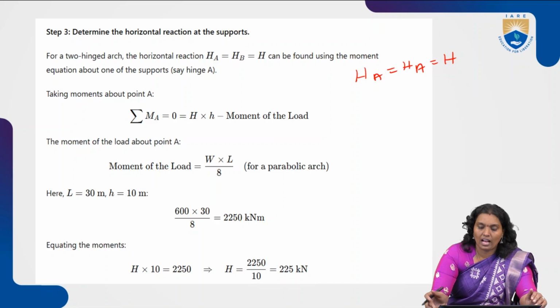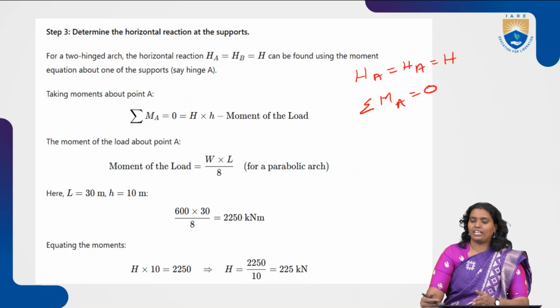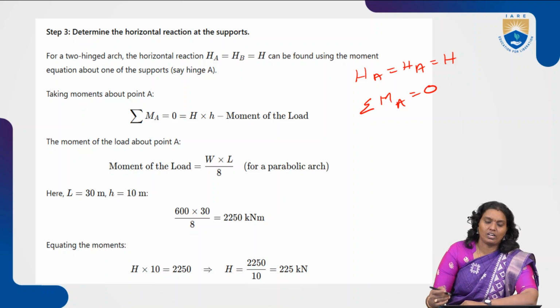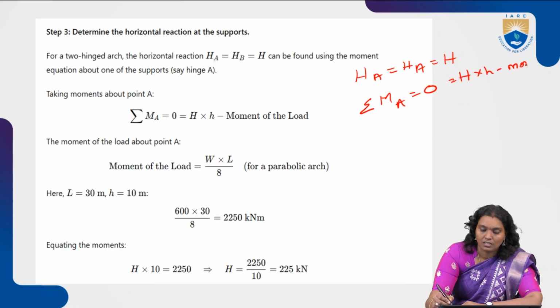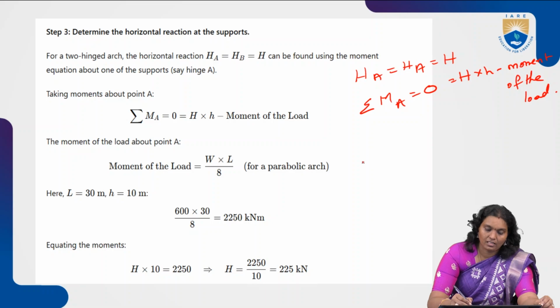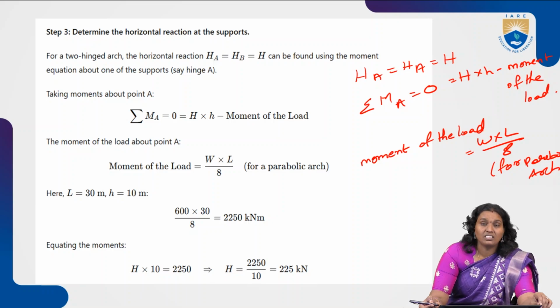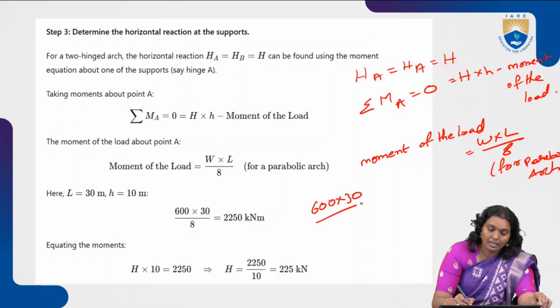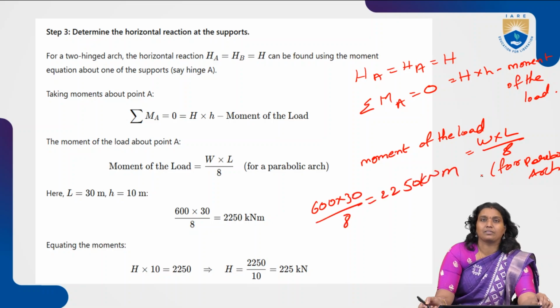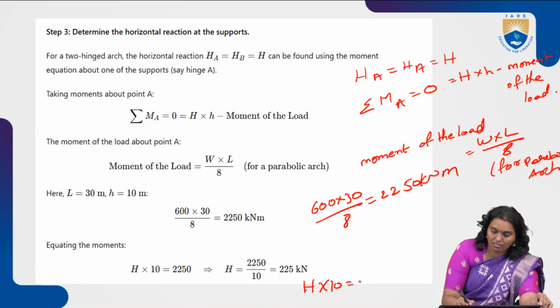For finding this horizontal reaction, the sum of the moments is equal to zero, taking moments about point A. We may consider moments from A or from B. That is H into h minus the moment of the load about point A. The moment of the load is W multiplied by L by 8 for a parabolic arch. Here L is equal to 30 meters, h is equal to 10 meters, so 600 into 30 by 8 is equal to 2250 kilonewton meter. Equating the moments, H into 10 is equal to 2250, so H is equal to 225 kilonewton.